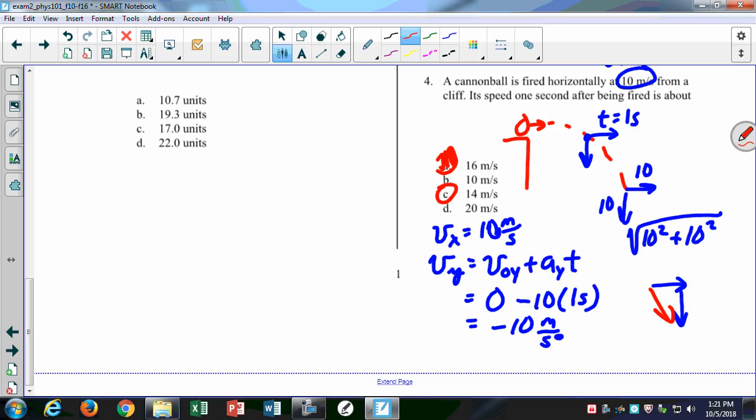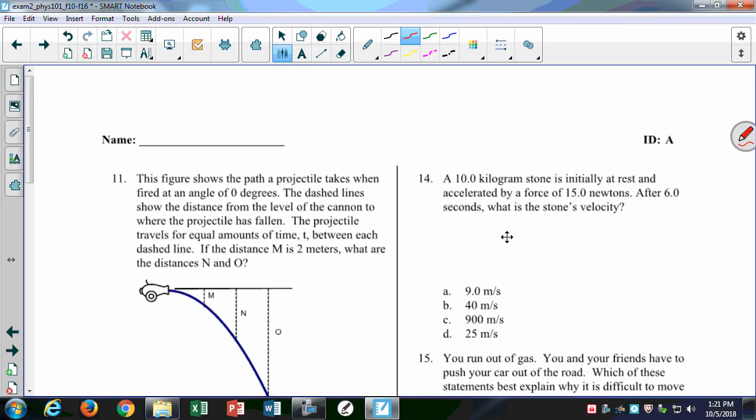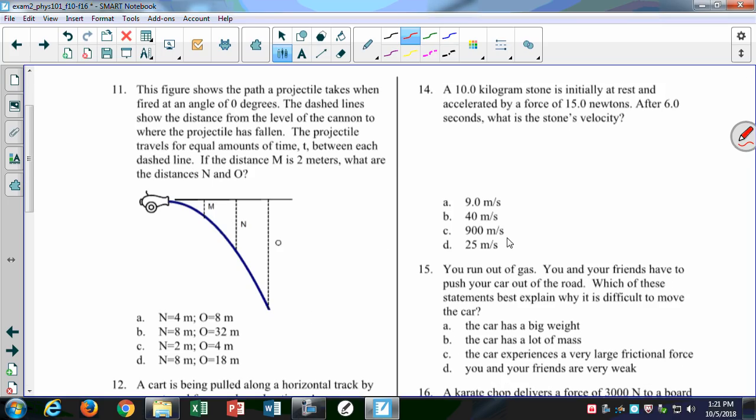Number 11. Yes. Same one. Oh yeah, this was tricky. Students did not like this stuff at all. You probably won't see one like it. Let's talk about it because it's useful.